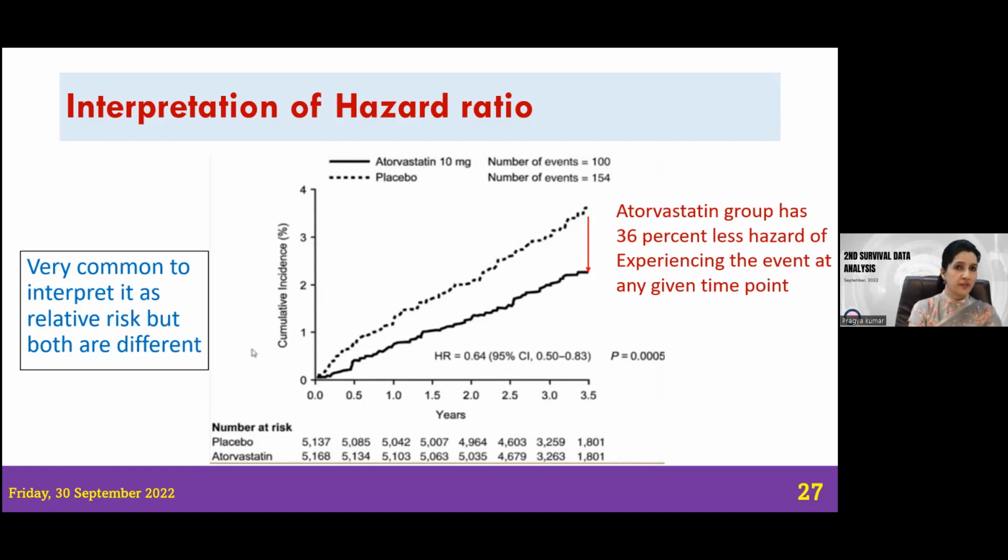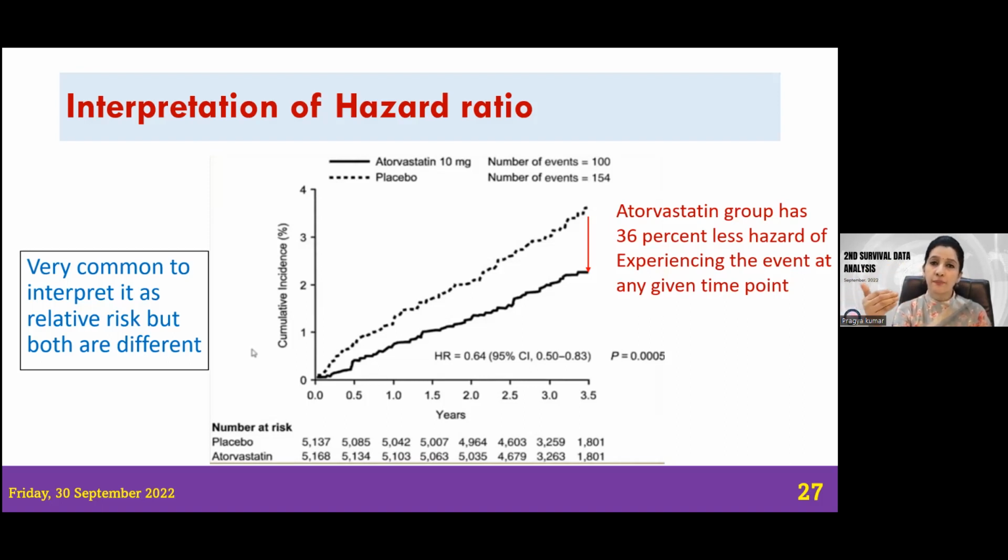Minus is protective. Yes, you can say minus is protective. Yes, because the value is also less, 0.64. So like the odds ratio, we say that it is protective. But if you want to write it in a unit, like if you want to say that the treatment group has got 0.64 times hazard as compared to the control group, you can express that way also. So either it can be expressed as a ratio or it can be expressed as a percentage.